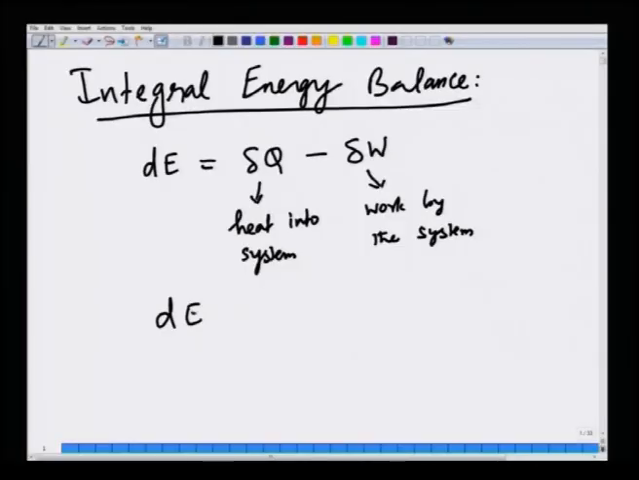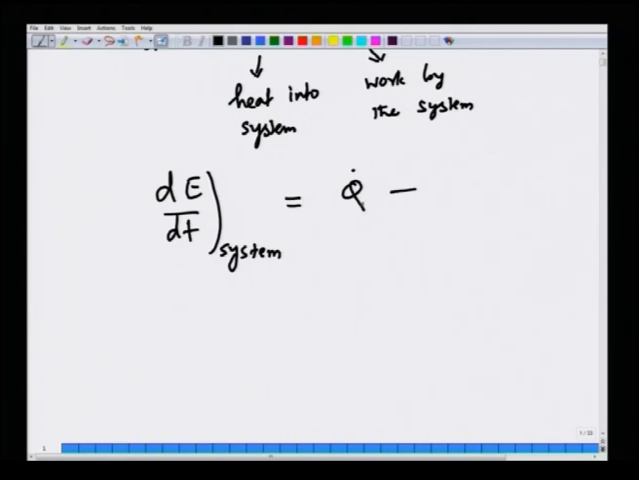So, it is good to rewrite the first law of thermodynamics in a rate form, which says that the rate at which the energy of a system changes is equal to the rate of heat transfer to the system minus the rate at which work is done by the system on the surroundings. So, Q dot is the rate at which heat is transferred to the system, and W dot is the rate at which work is done by the system on the surroundings.